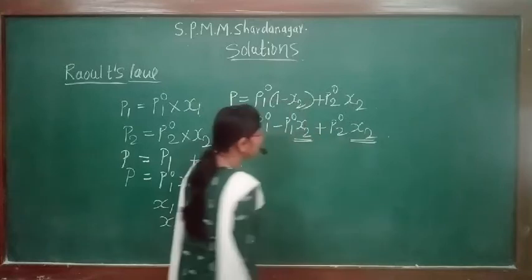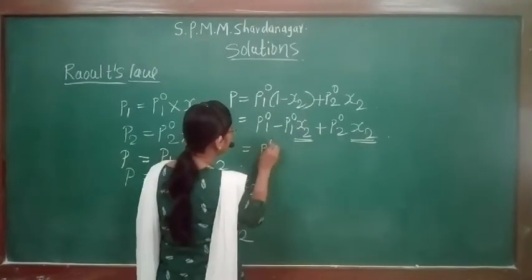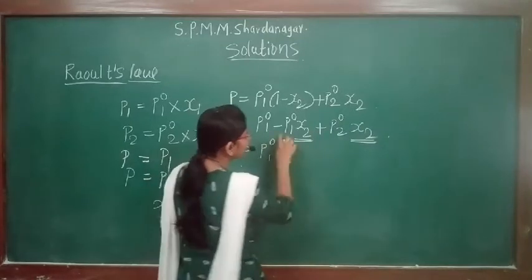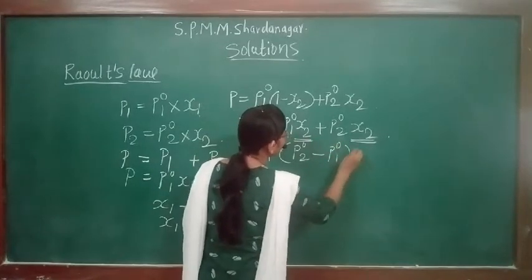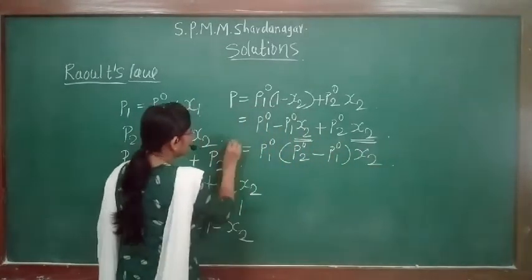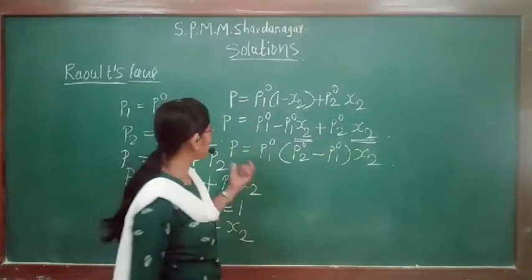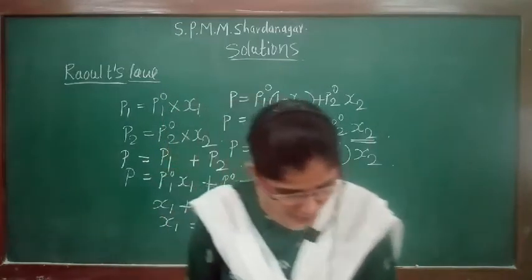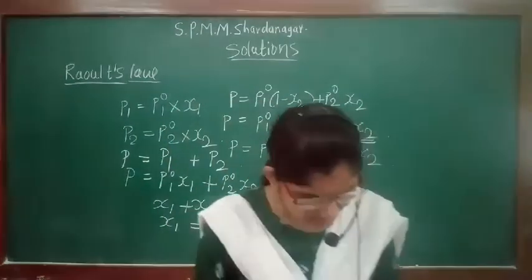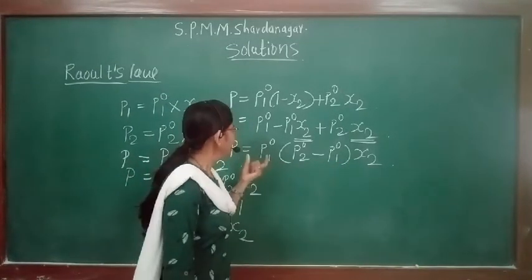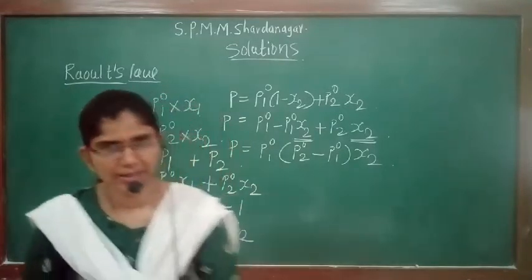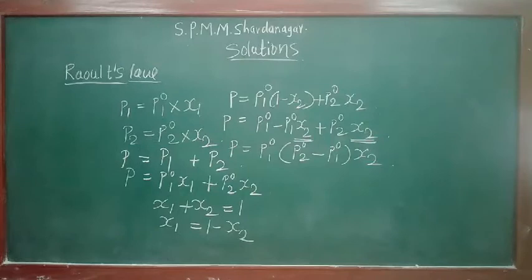x2 is common in both, and therefore here we get P01 plus, in brackets, P02 minus P01, and here we have x2. Therefore the total pressure P is equal to P01 plus P02 minus P01 x2. So this is Raoult's law.